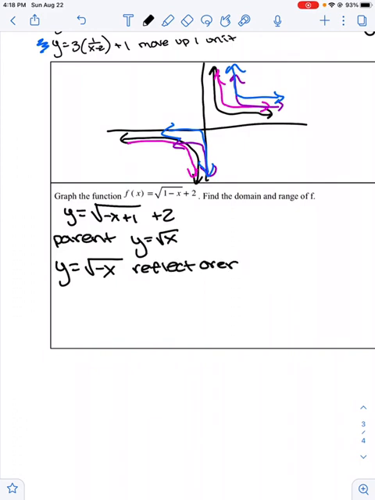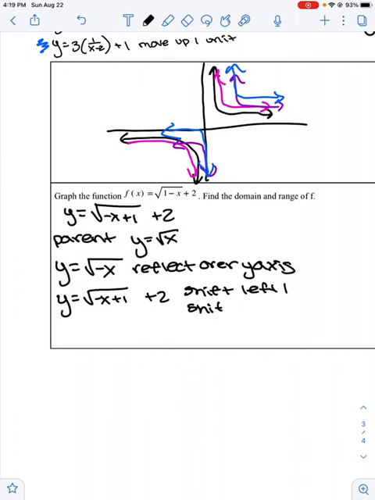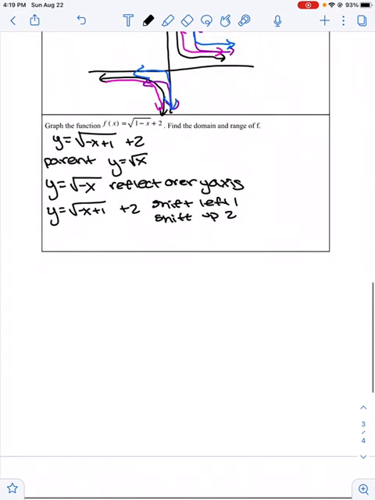Over the y-axis. Then we have y equals the square root of negative x plus 1, and plus 2. We'll just do both of these transformations together. So we're going to shift left 1 and shift up 2. And then we'll graph it.